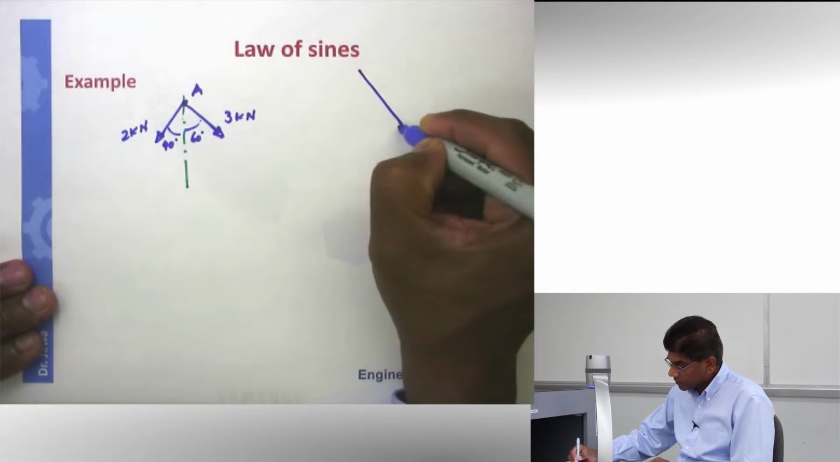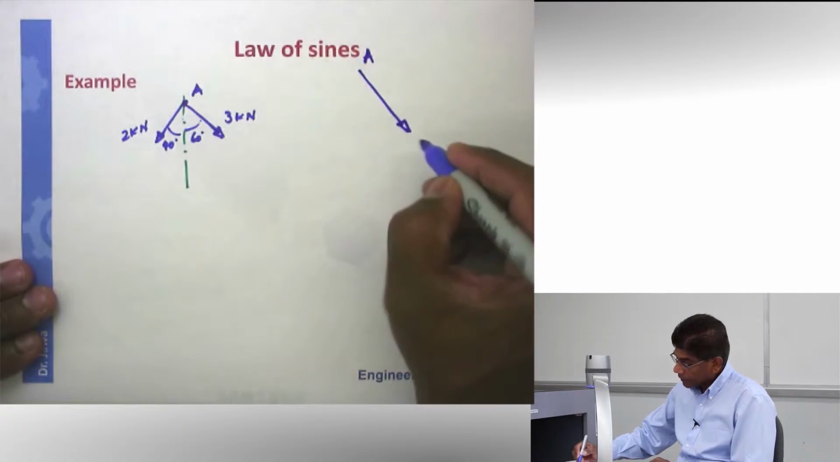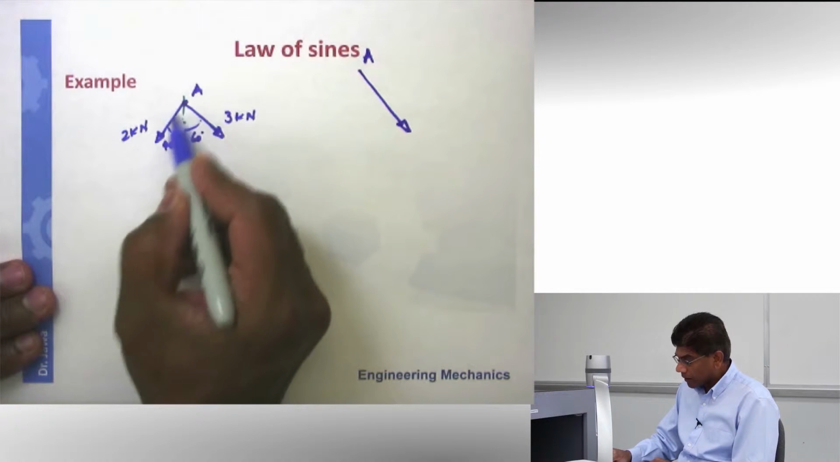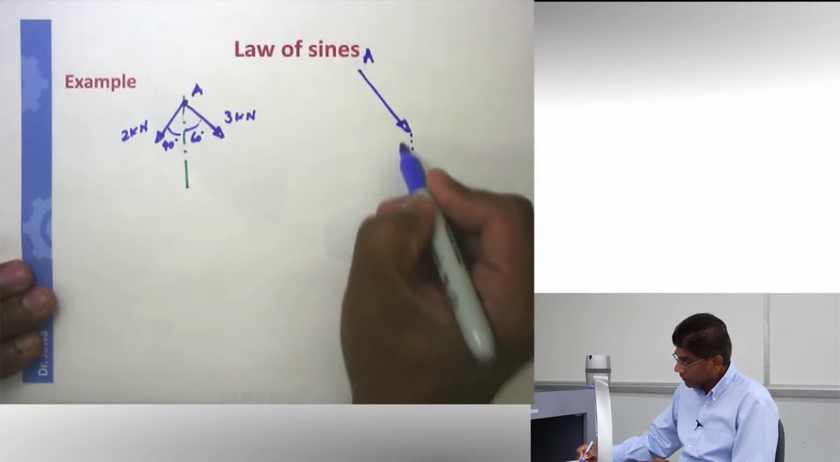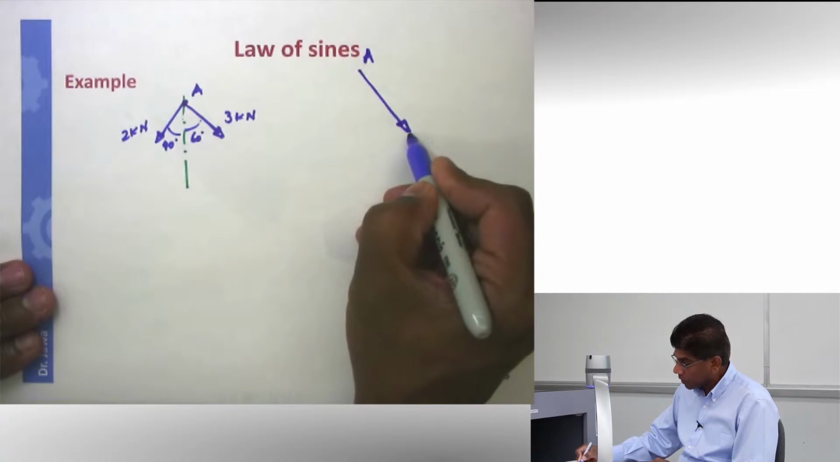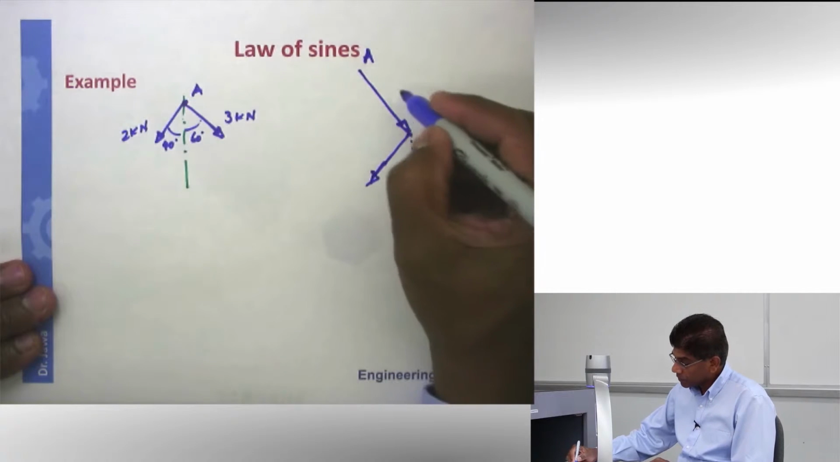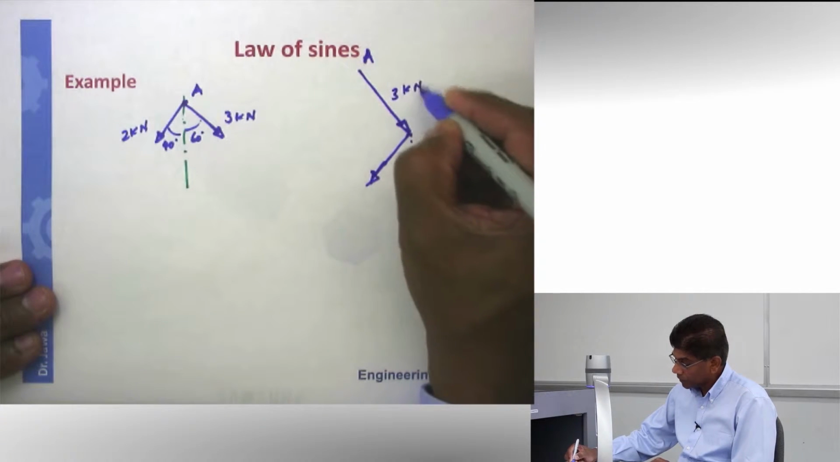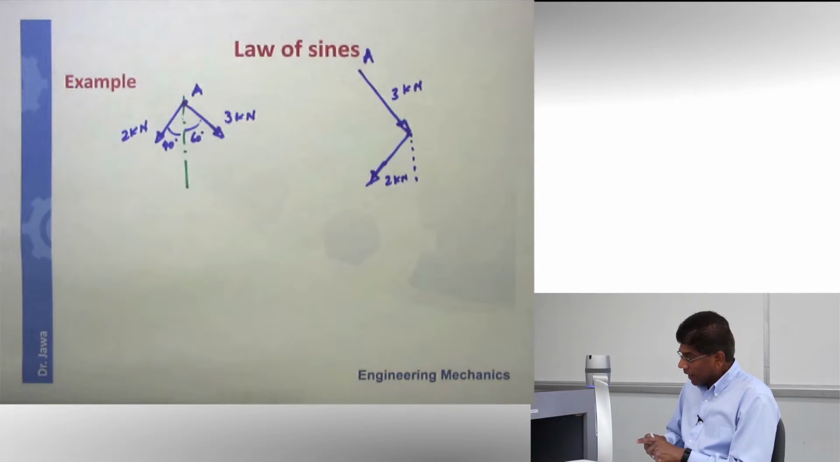Here's my first vector, 3 kilonewton. That's point A. And then I'm going to draw like a triangle law. Remember, here is my vertical. From the vertical at 40 degrees, I draw the next force, which is my 2 kilonewton. So this is 3 kilonewton. This is 2 kilonewton. And I have my two forces.